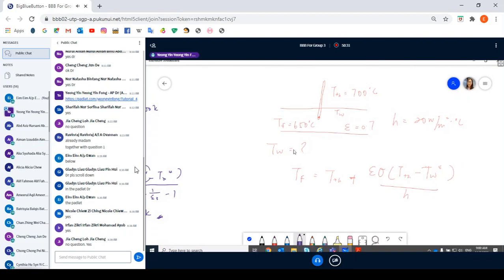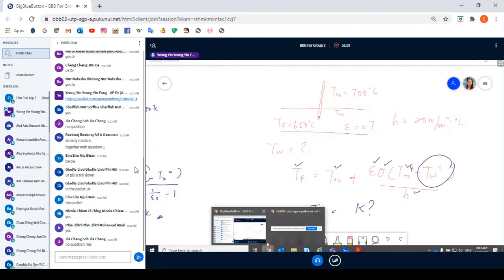Okay, so from here, TF given, TTH given, epsilon given. This is a constant, H given. Just need to calculate TW. TW is what temperature, or you can put it in Kelvin as well. Better to change all the temperatures into Kelvin. This is power of 4 as well.